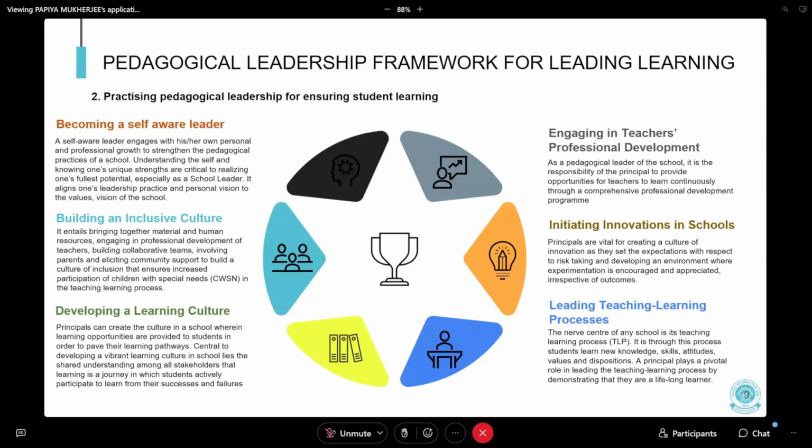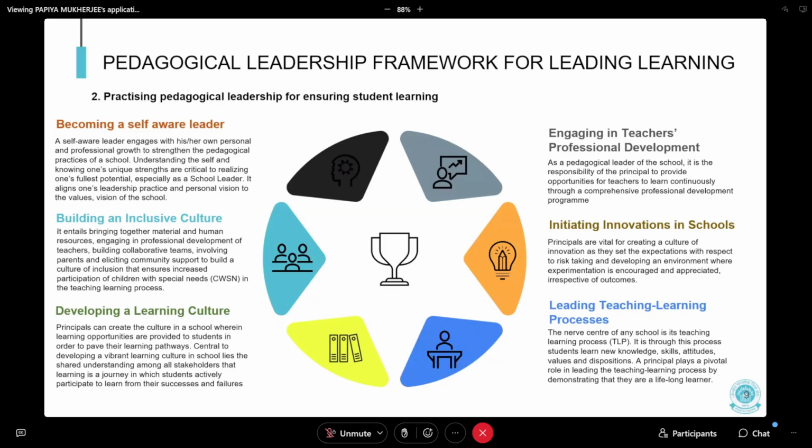Developing a learning culture. You have to, as a pedagogical leader, ensure that you have developed a vibrant learning culture in the school. And the schools need to be learning organizations with you being the chief learning officer. Now, when you are able to develop a learning culture, you provide learning opportunities to the students so that they can carve their own learning pathways.